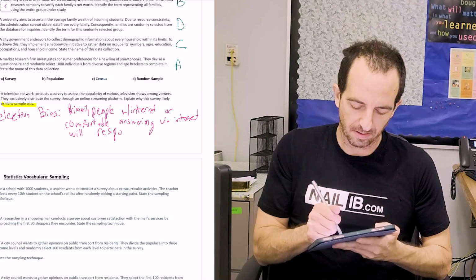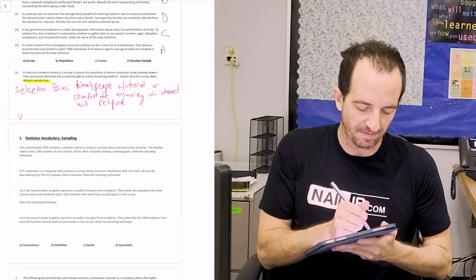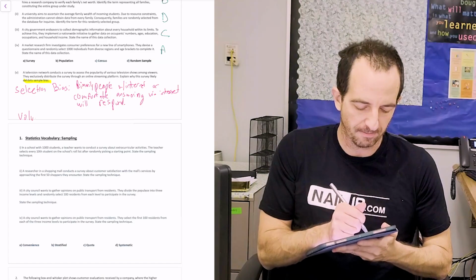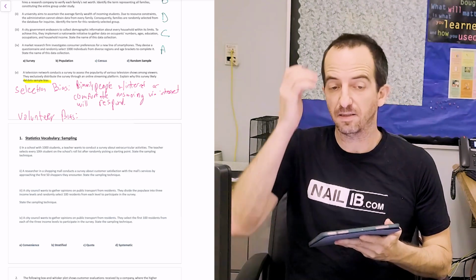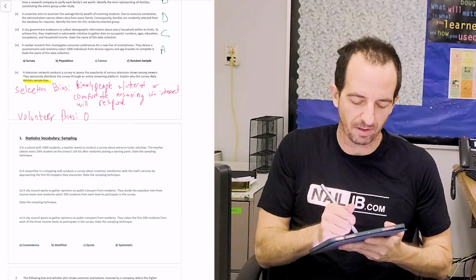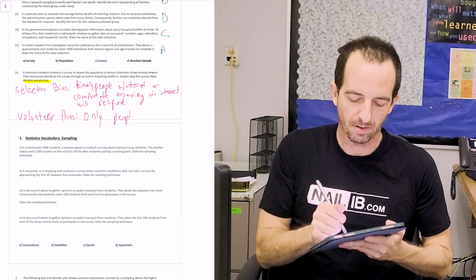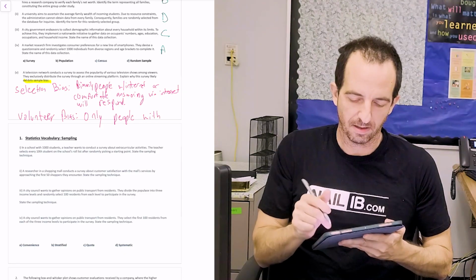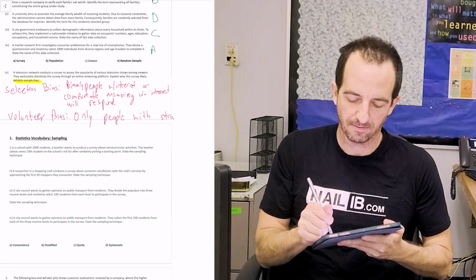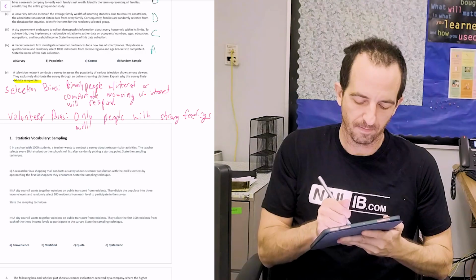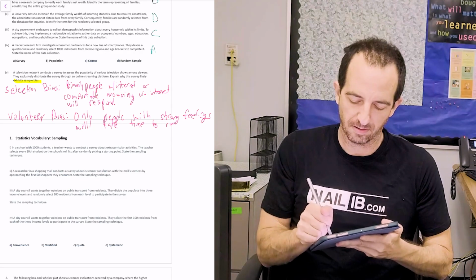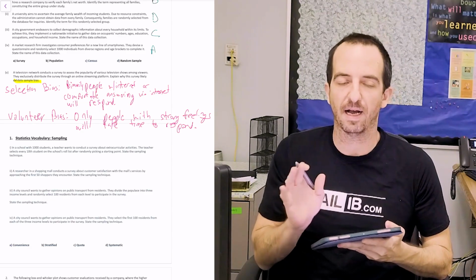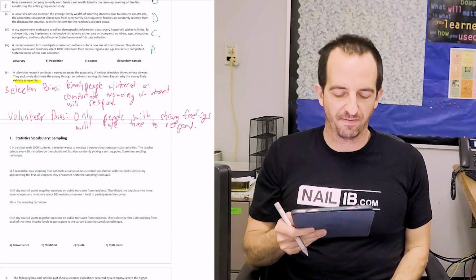Another possible bias that would come up is volunteer bias. That consists of the fact that maybe only people with strong feelings will take the time to respond. Those are a couple of biases that arise from this type of survey.